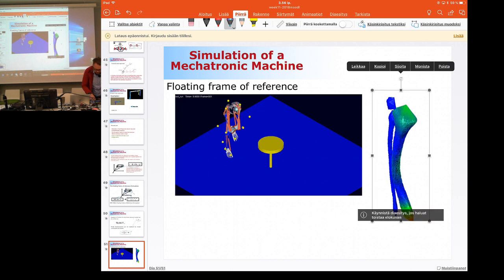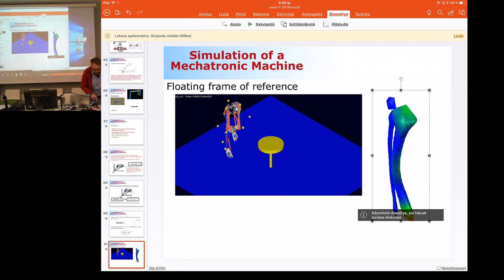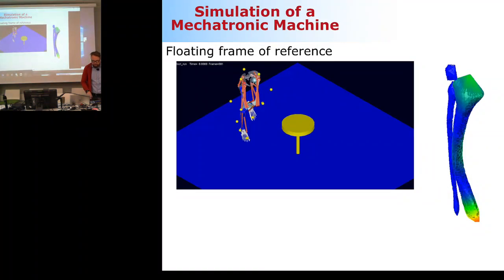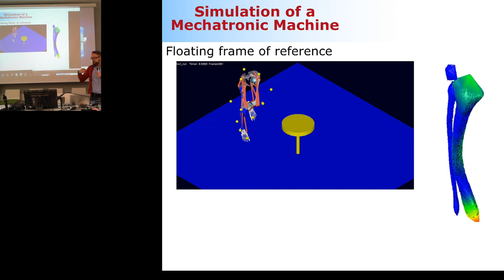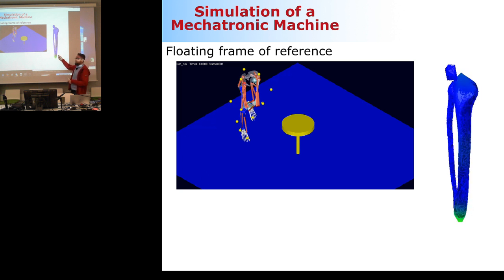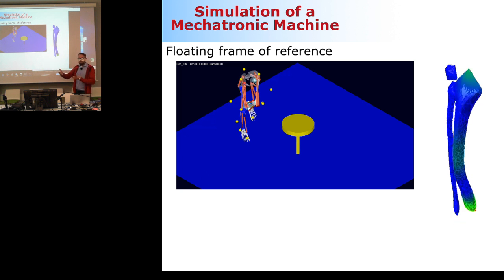Okay, examples. Now I need to go back to this. How do these modal coordinates look like? So here's a tibia bone. So this is how they look like. Now the frequencies are not available here, but you can see these are natural frequencies and natural deformation modes of this one particular bone.